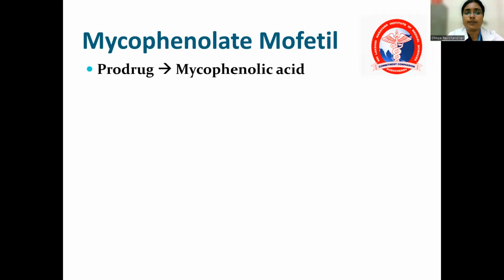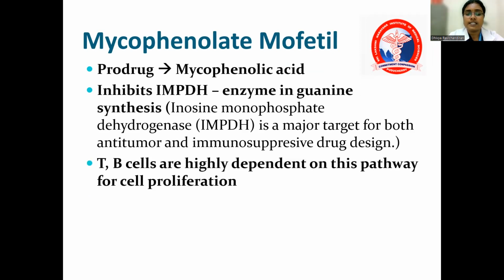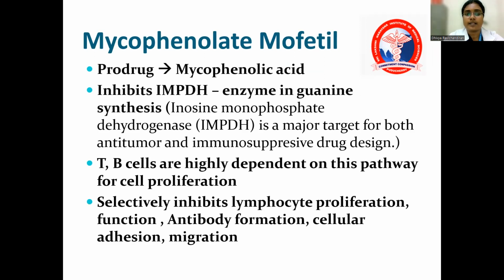Mycophenolate mofetil is a prodrug of mycophenolic acid. It inhibits IMPDH, that is the inosine monophosphate dehydrogenase enzyme in guanine synthesis. It's a major target for both anti-tumor and immunosuppressive drug design. T cells and B cells are highly dependent on this pathway for cell proliferation, which is inhibited by this drug. It selectively inhibits lymphocyte proliferation, antibody formation, cellular adhesion, and migration.